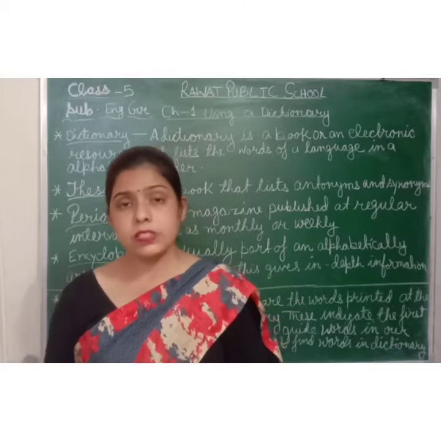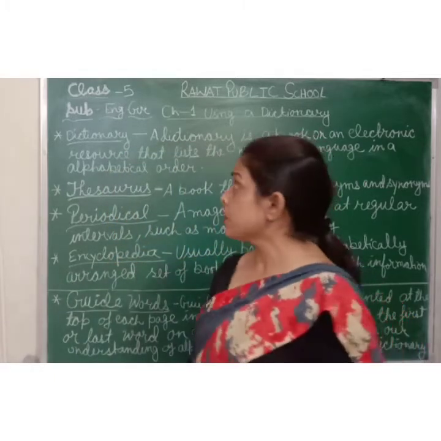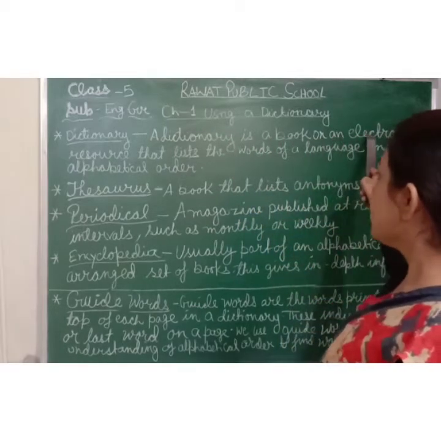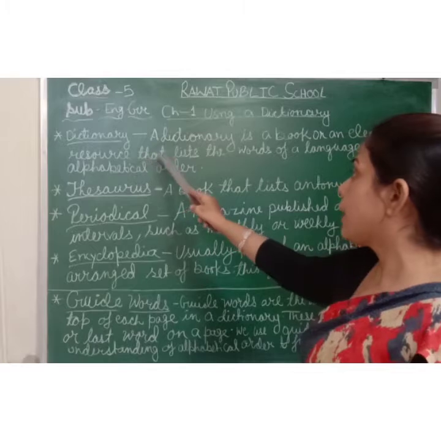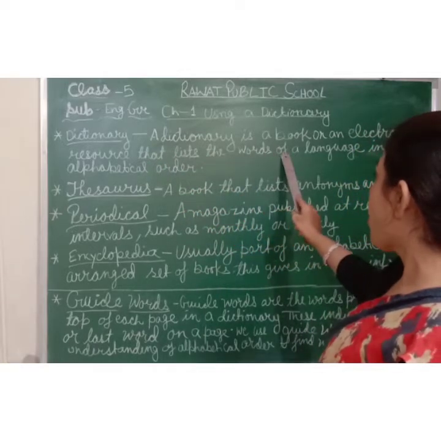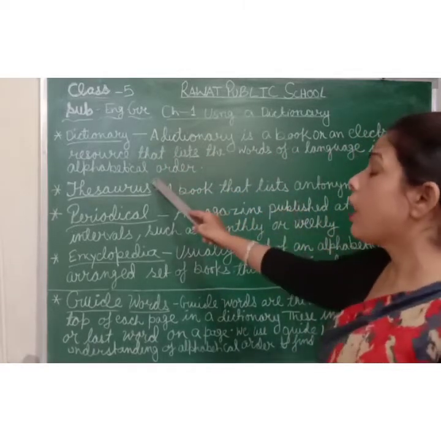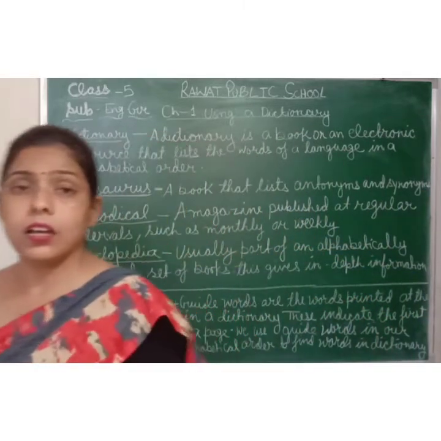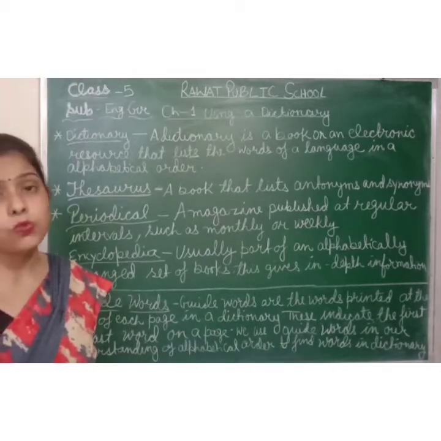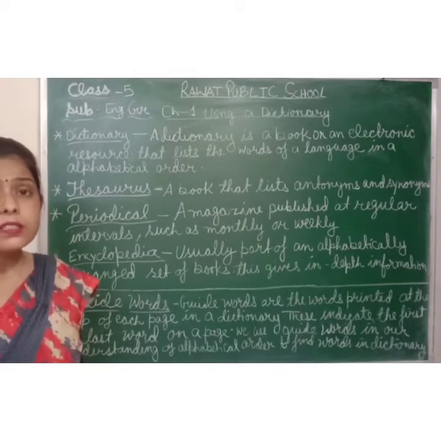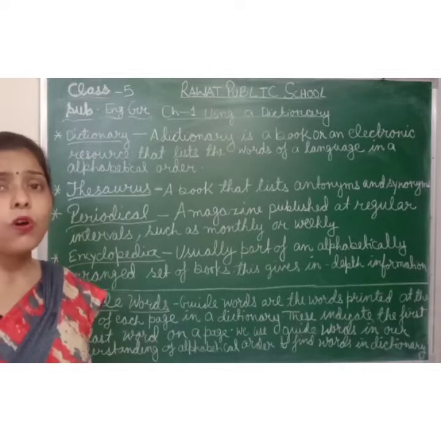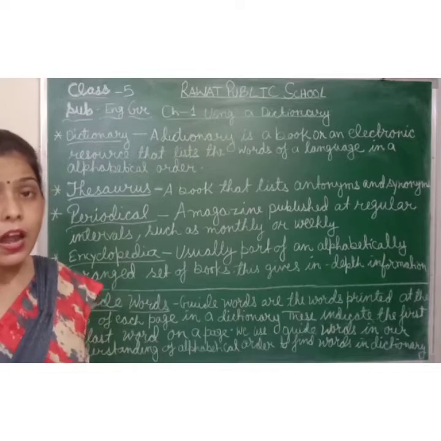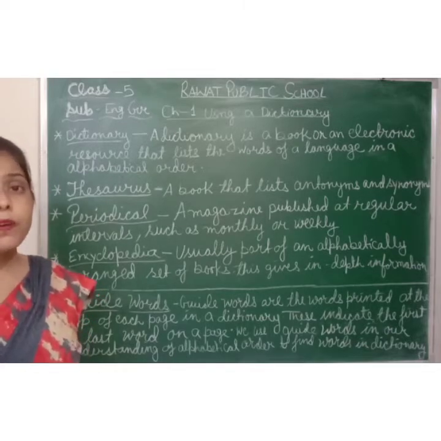Let me see what the definition of a dictionary is. A dictionary is a book or an electronic resource that lists the words of a language in alphabetical order. So a dictionary is an electronic resource also. Why? Because here is the list of words arranged in alphabetical order and we can find the meaning of a particular word.